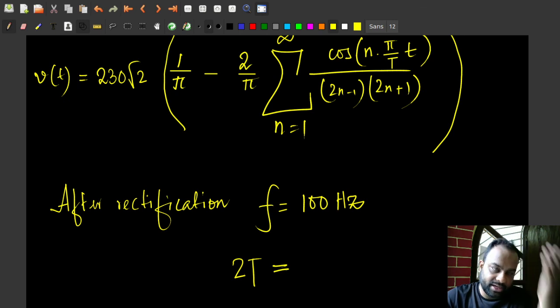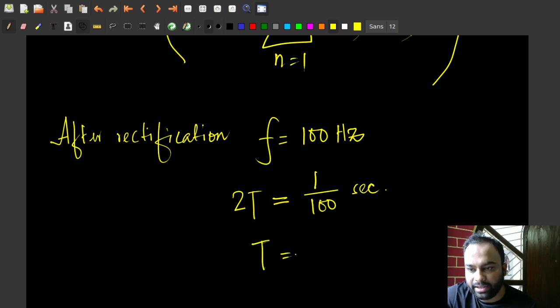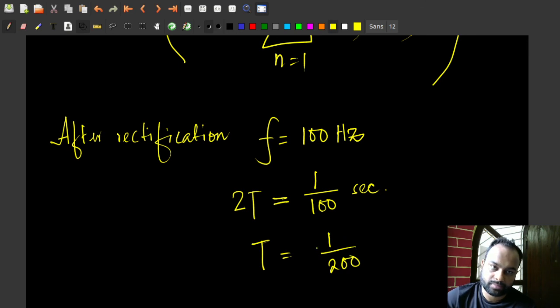If the signal is 100 Hertz, what is one full time period? For a 100 Hertz signal, how long does it take for the signal to repeat itself once? That's 1 by 100 second, right? So for me, capital T would be 1 by 200. Understand? Right.